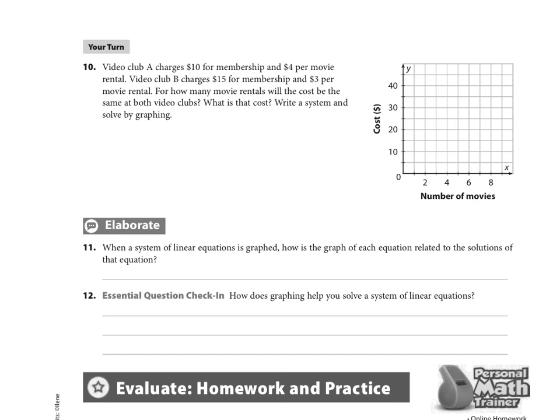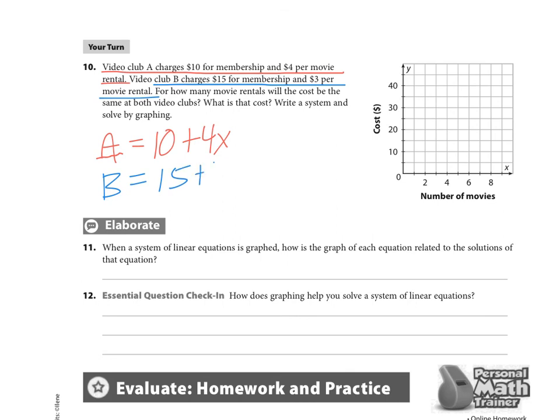Well, actually, let's go ahead and do it real quick. At least get the equations. So we read here, Video Club A charges $10 for membership and $4 per movie rental. So Club A is a starting point of $10 plus $4 per movie. You can use X here. A then would be like your Y. Video Club B charges $15 and $3 per movie. So B would be $15 plus 3X. They're your two equations. Graph them on the calculator, find where they intersect. Now, where they intersect, remember, X is movies, and then Y here is your cost, how much it would cost.